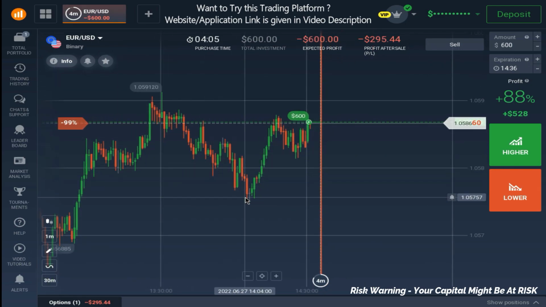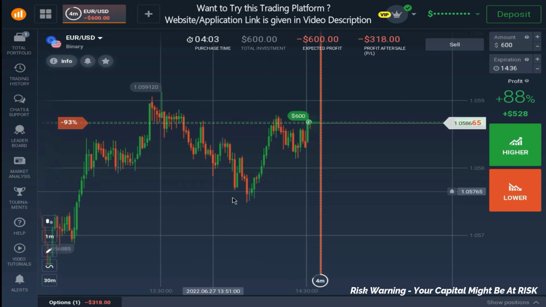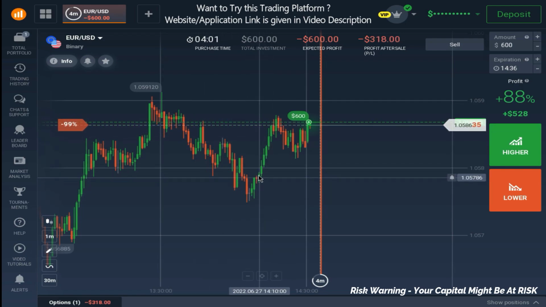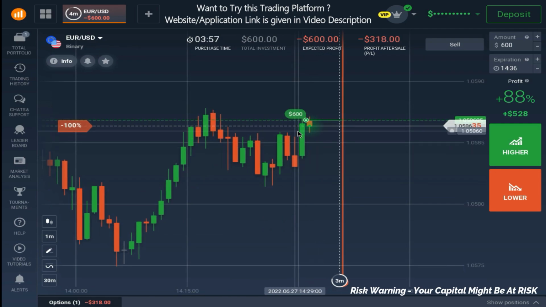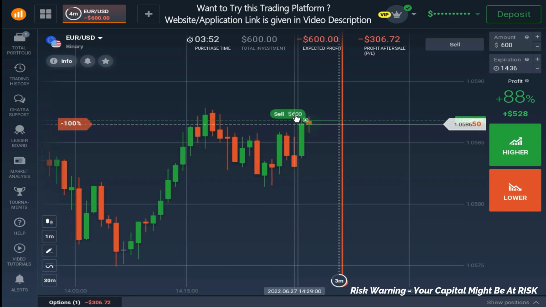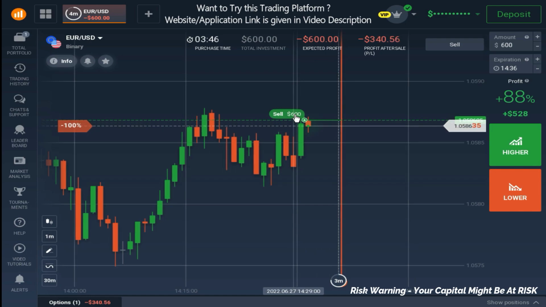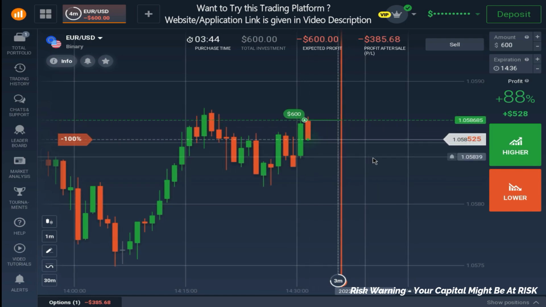Previously market retraced back. I didn't get the opportunity here, so I didn't place the trade. After that, the trend was changed and we got an opportunity here after waiting for so long. Now let's get back to the result. It is going to take 4 minutes, so I'm going to fast forward this video again, and as soon as this trade finishes, I will explain you in detail why I took this trade. So let's wait.